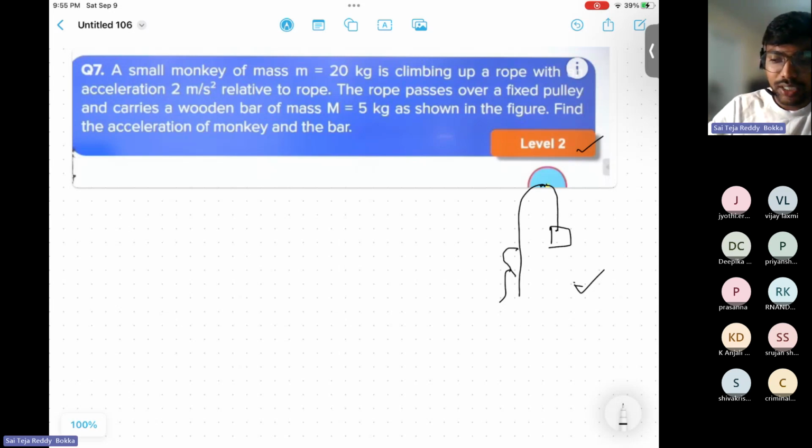Here is a small consideration. Whenever you are taking an acceleration, you should take it as minus 2 meter per second square. A minus 2 meter per second square.